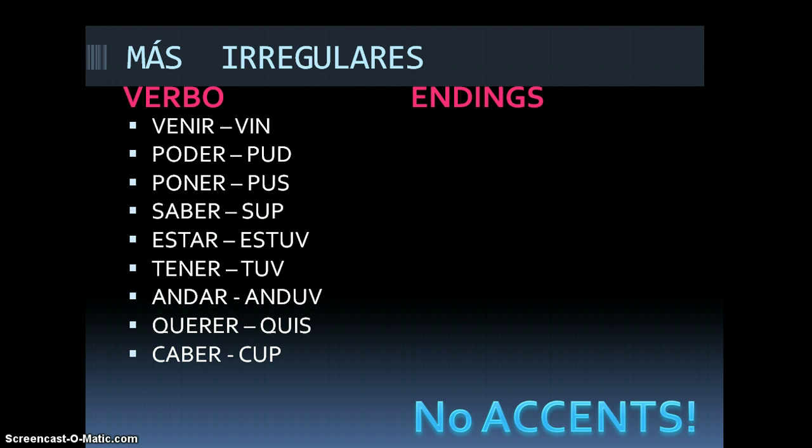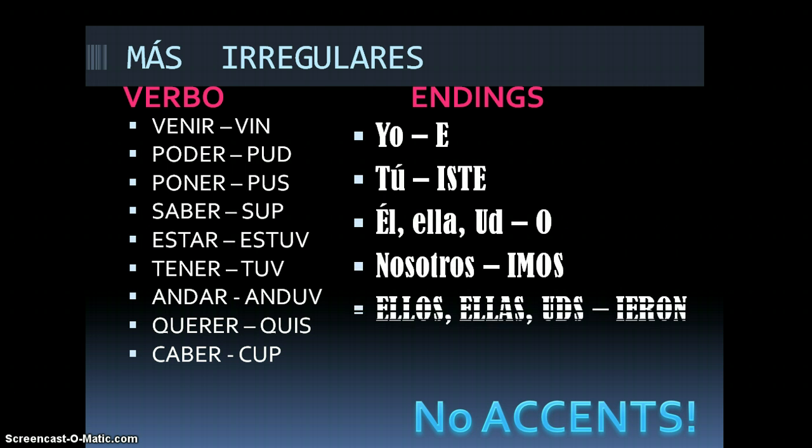And these are the endings that you add to these. E, iste, o, imos, ieron. They're kind of a combination of both AR endings and ER, IR endings. So you take the stem, you throw one of those endings on there, and you've perfectly conjugated one of those verbs in the preterite.